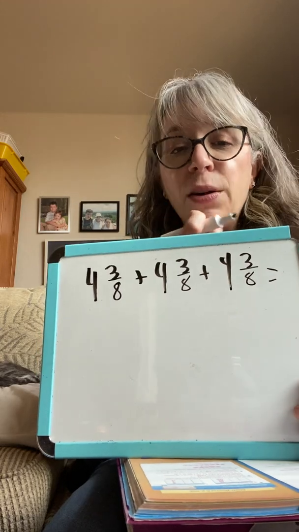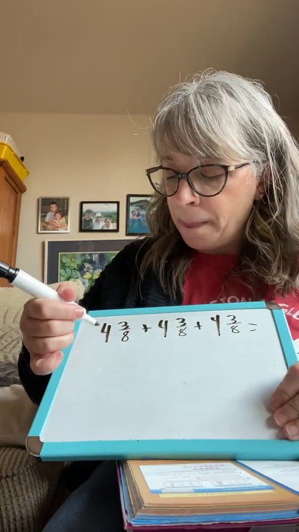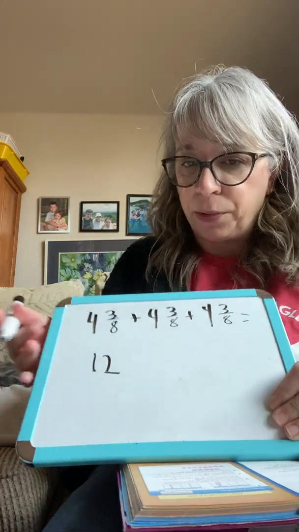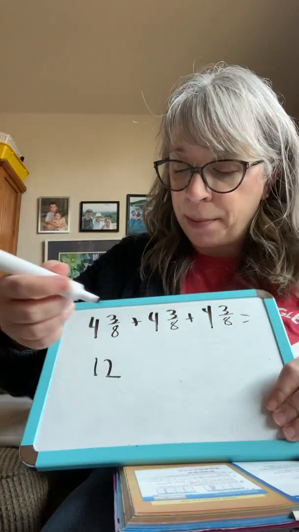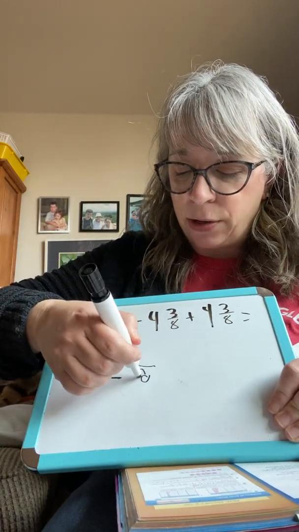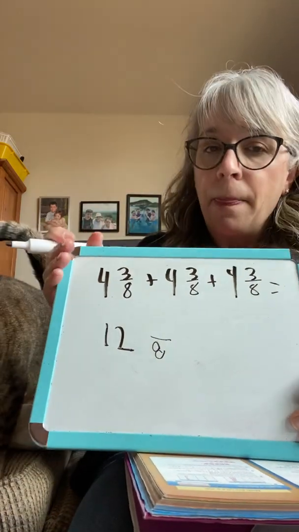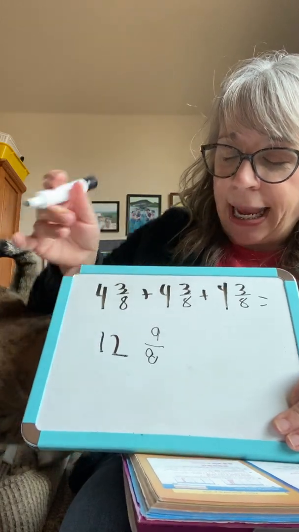So let's just add our whole numbers. So 4 plus 4 is 8, plus 4 is 12. So here's our whole number. So right now we're at 12. And if we add, thank goodness, our denominator is just going to be 8. We're not going to change our denominator. And now we're just going to add 3, 6, 9. So we're at 9 eighths.